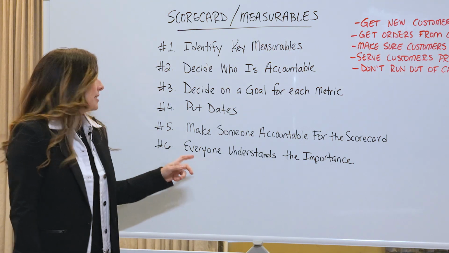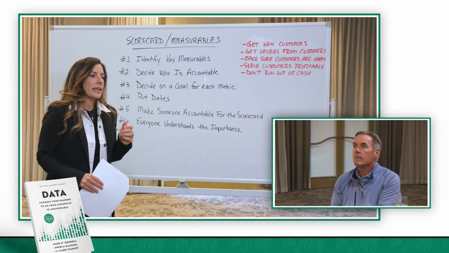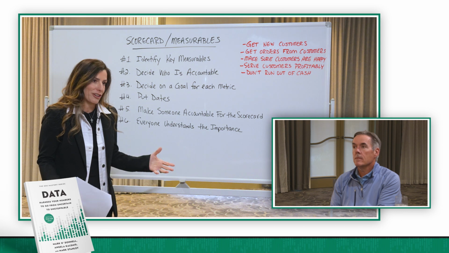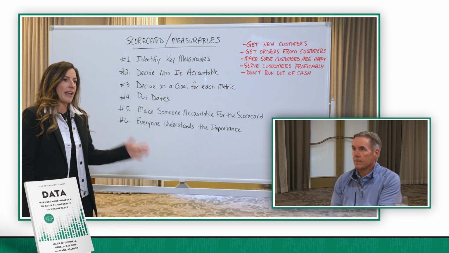So step 5 is make someone accountable for the discipline of the scorecard, making sure that the numbers are filled out each week and that data is accurate. That's the most important thing. So someone should really just own that discipline every week.